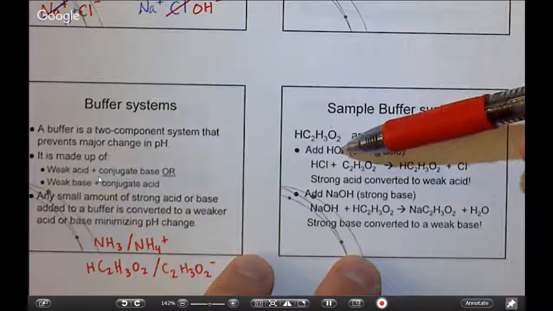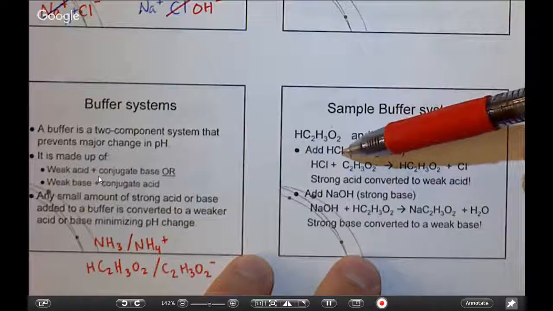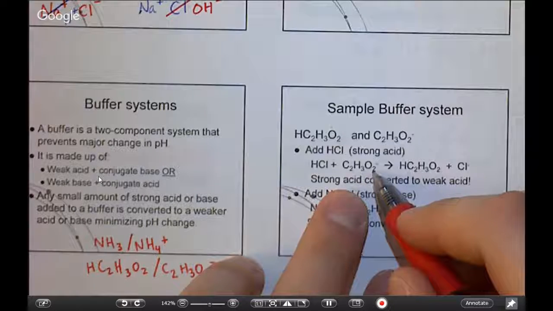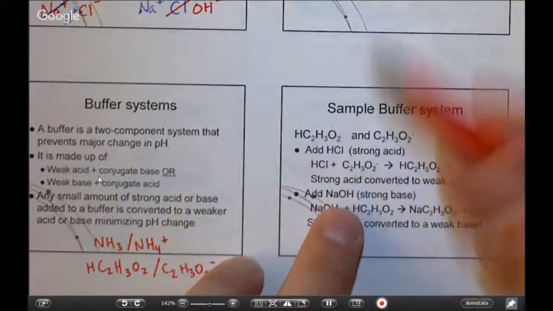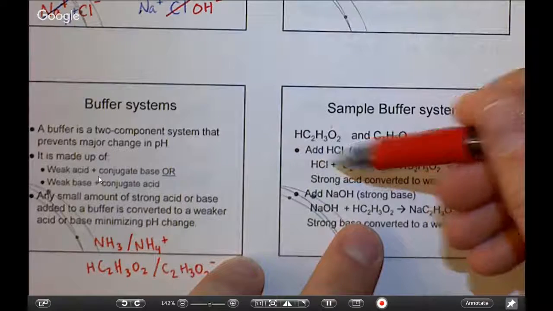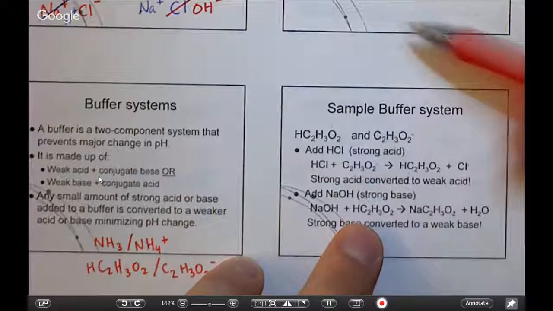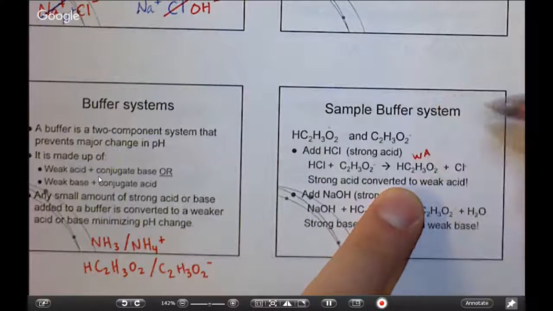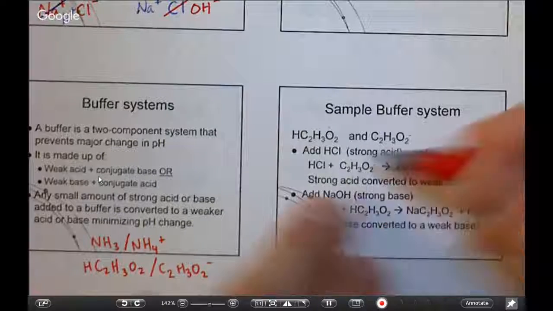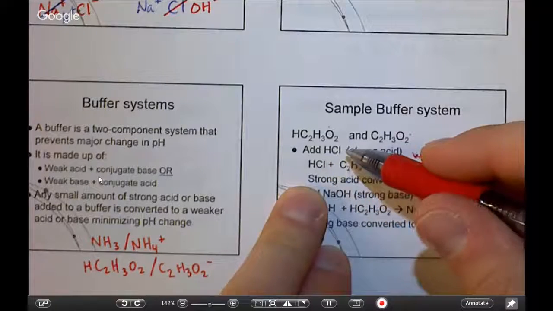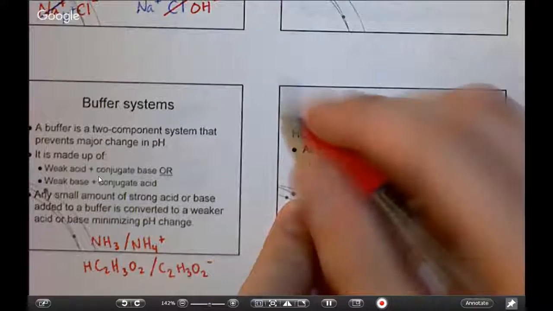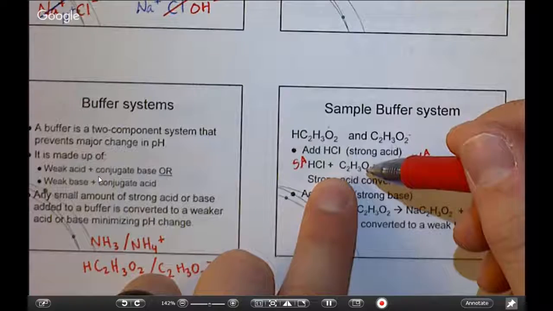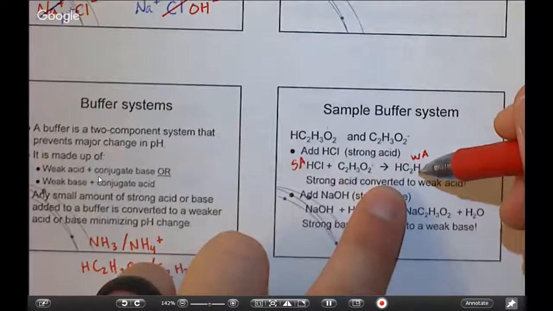If we add a strong acid such as HCl, hydrochloric acid, to the buffer system, it's going to react with the conjugate or the weak base here, the acetate. Now the acetate is going to take the hydrogen, right? It's a base, it's going to accept the proton, and it gives us acetic acid, which is a weak acid here. And then chloride is left as the conjugate base from the HCl. So the idea is that we're taking the strong acid, HCl, combining it with a weak base, and as a result, we form the weak acid that's part of the buffer system.